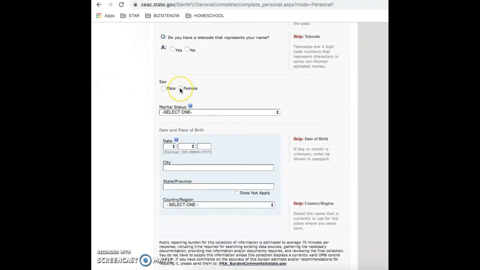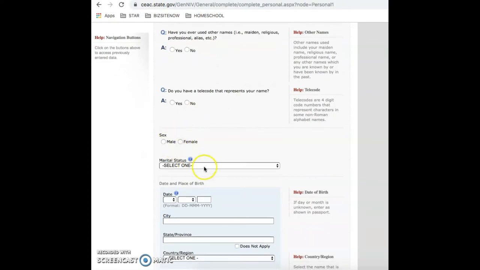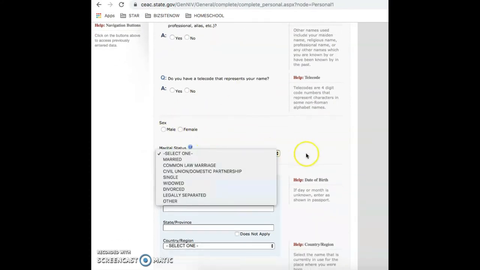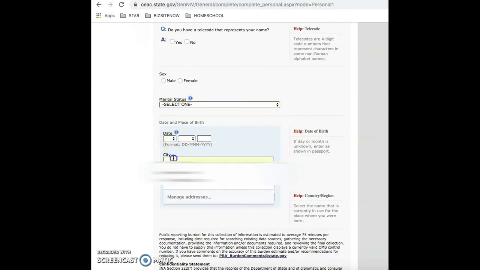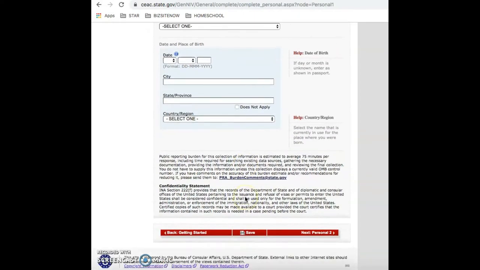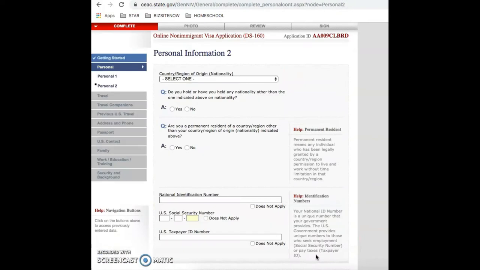And then, ang sex ko. Syempre ako female, but for the person na ginamit natin dito, which is Juan De La Cruz, siya ay male. Then just put in your marital status. Then put in the date and place of your birth. Ayan. Just put yung city, kung saan ka pinanganak, state, province, tapos yung country and region. And then just click next personal to this one. Kiklik nyo lang yan. After I click continue, sa personal information 2 na tayo pupunta.